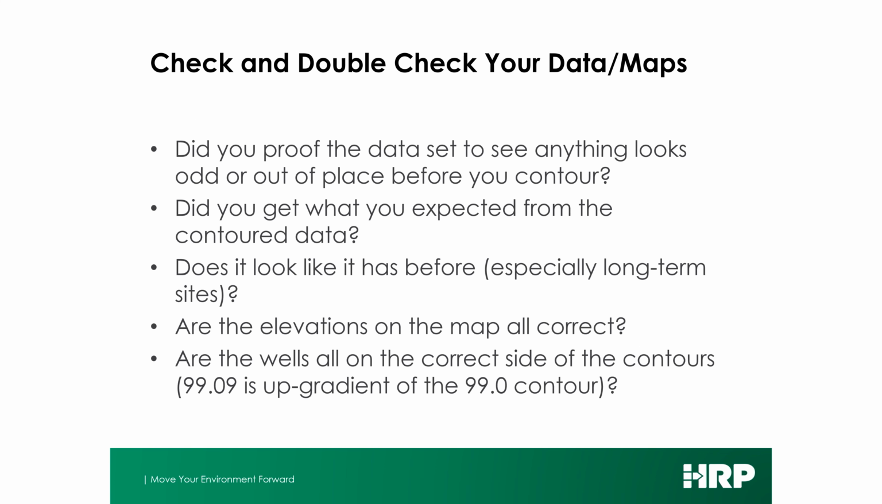So this I can't say enough. Check and double check your data and your maps. Did you proof the data set before you handed it in to get it contoured? Did you get back from the contouring what you expected to see? Like, I thought it was going to go that way, and it seems to be going that way. That might be that there's an error or something.